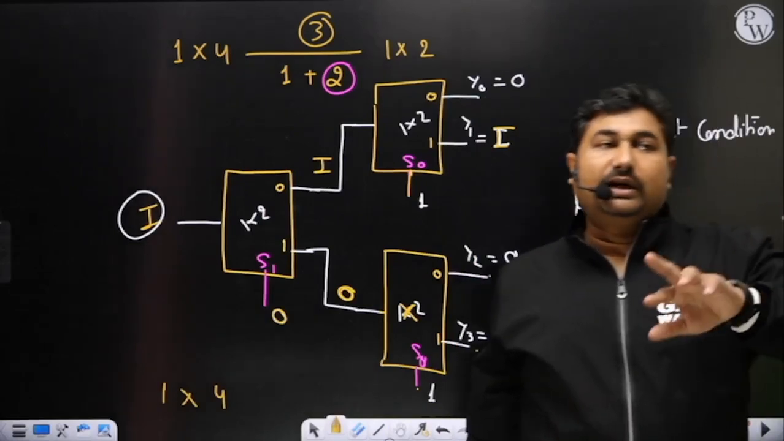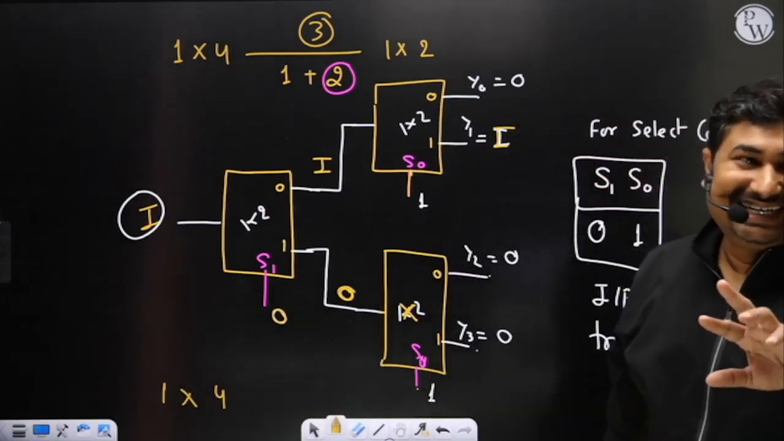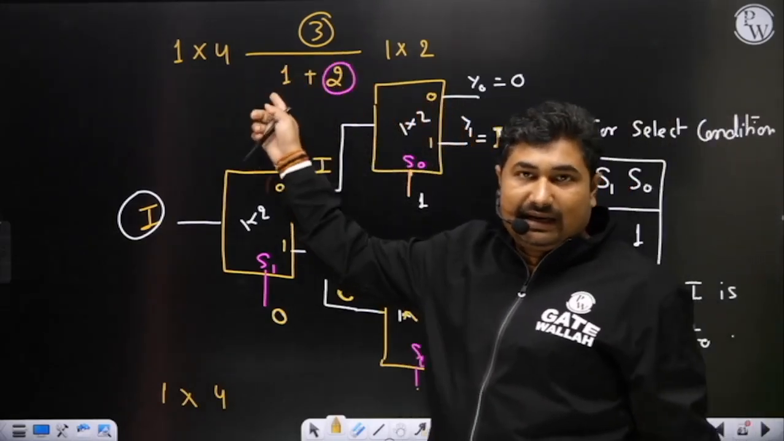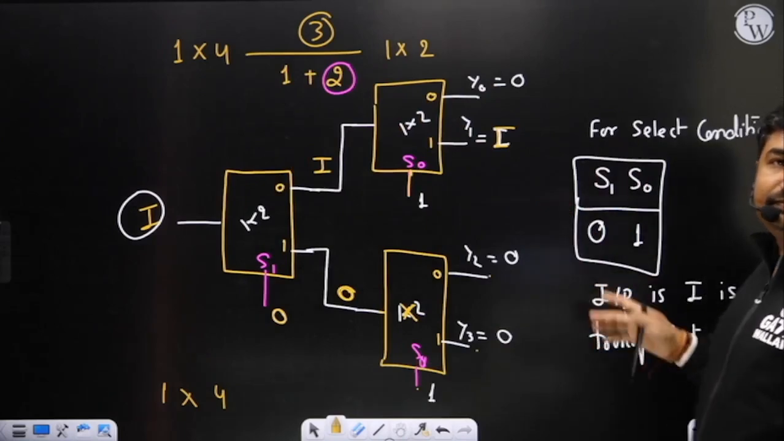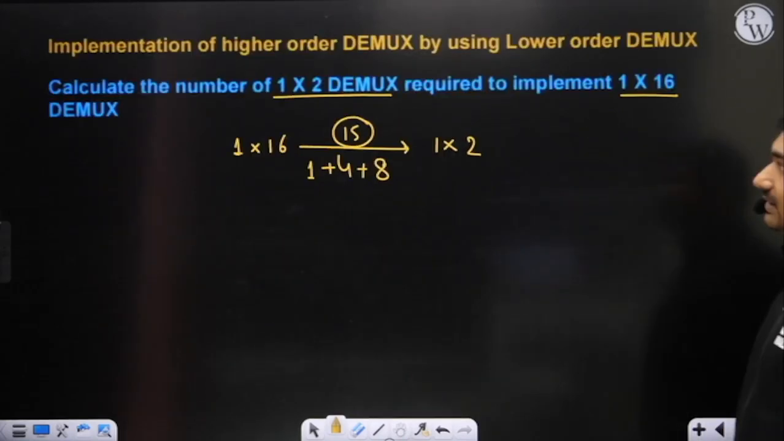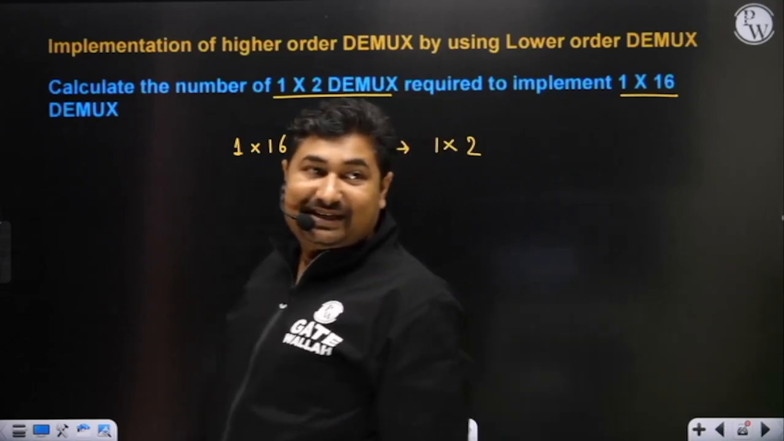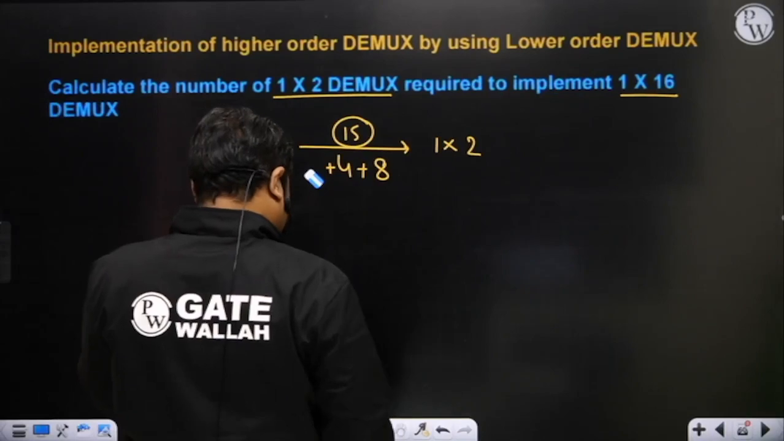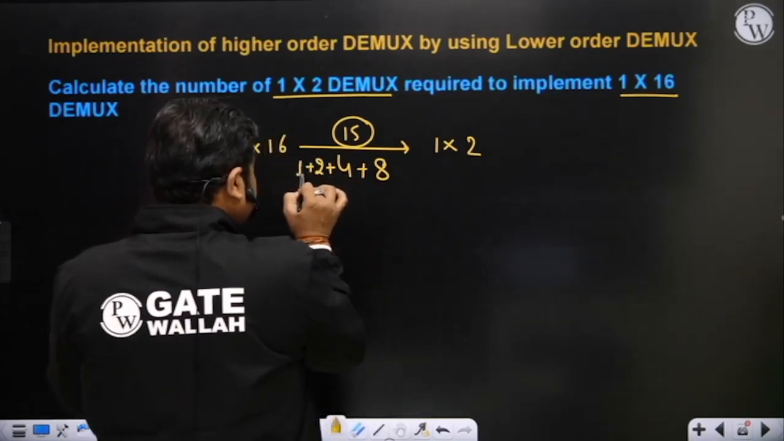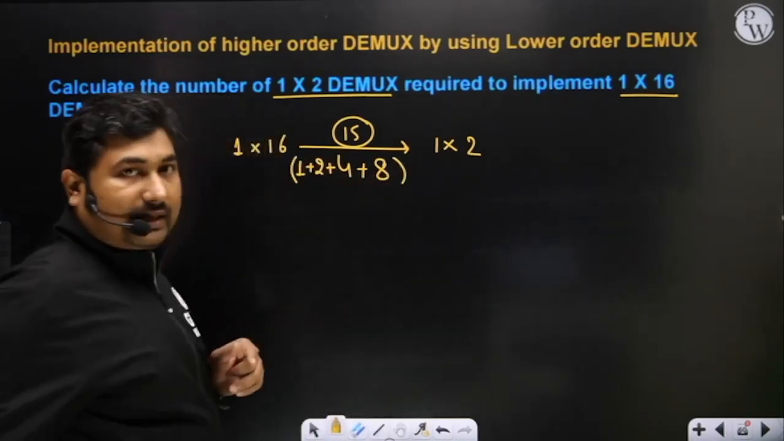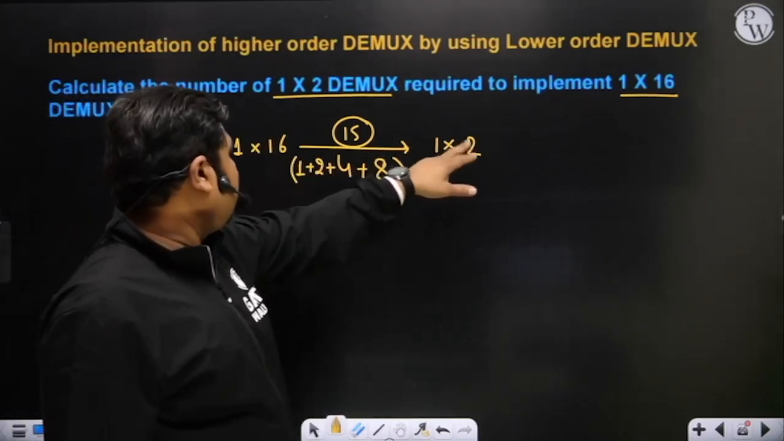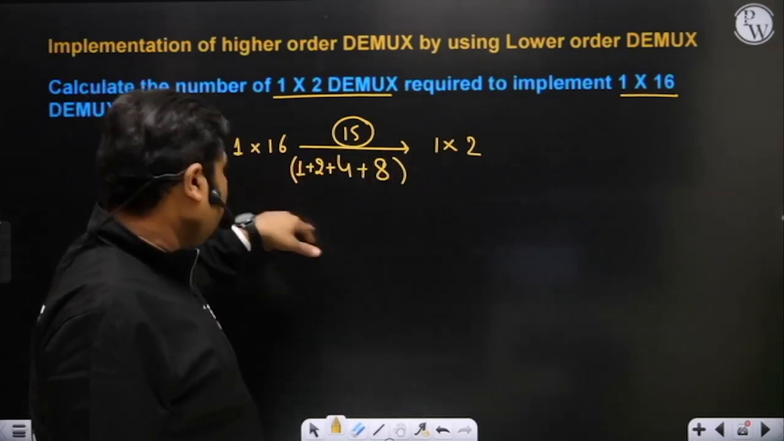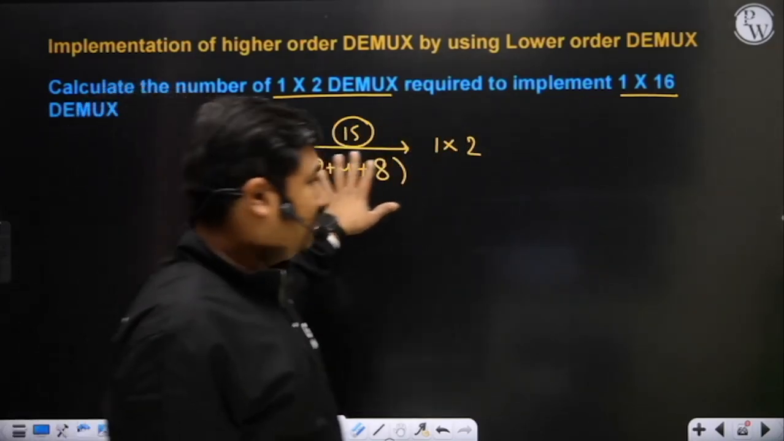Don't write 8421. It is 1248. Otherwise, you will not be able to analyze how to do the connection. Okay, you are saying this 2 is 2, I have missed that. So 8421. You start dividing this 16, 8 times, then 8, 4 times, 4, 2 times, 2, 1 time. Clear? Kindly correct it.